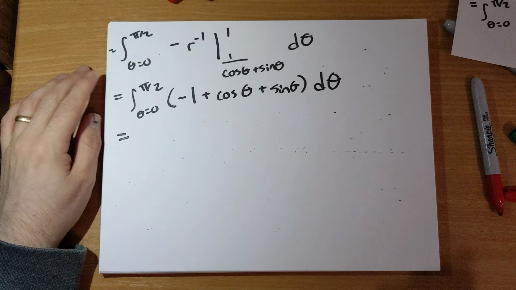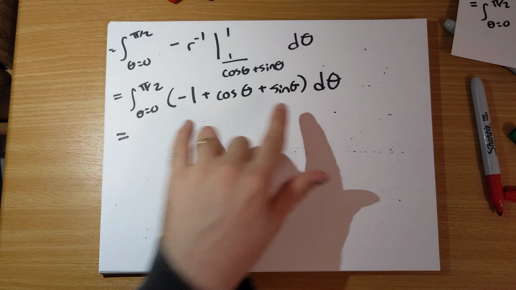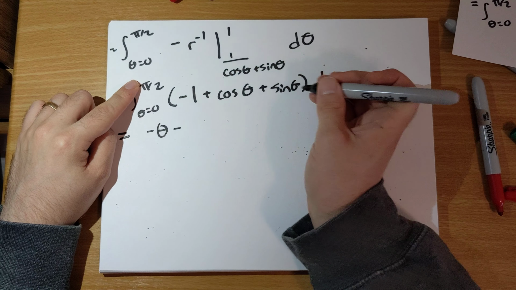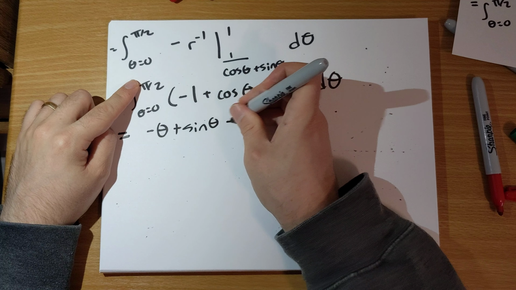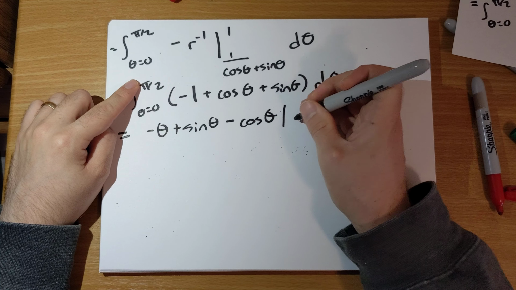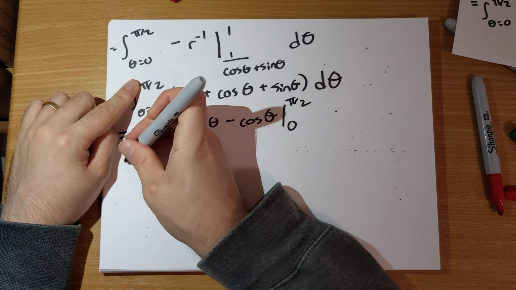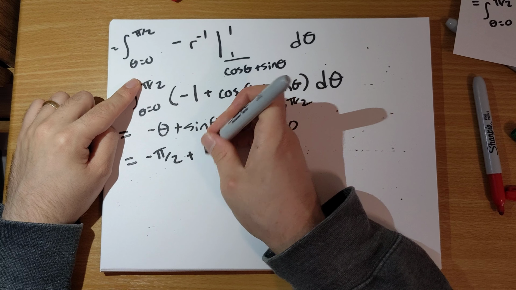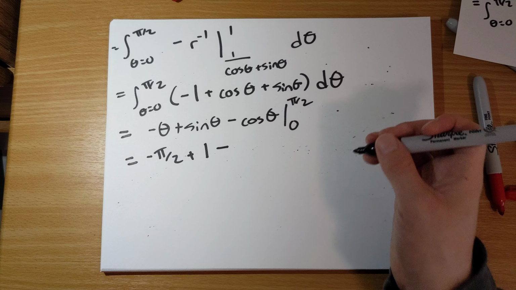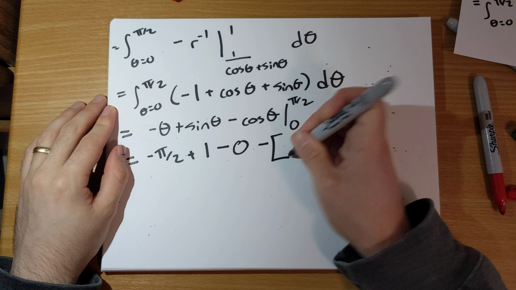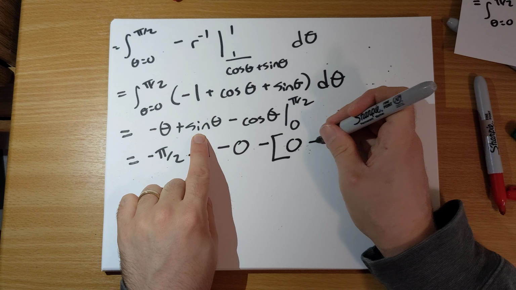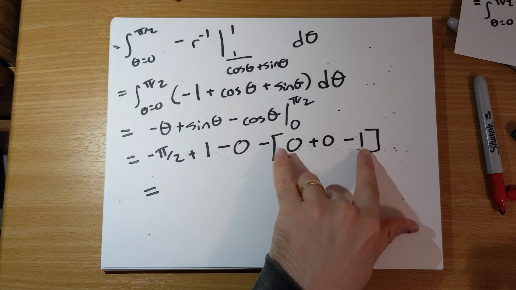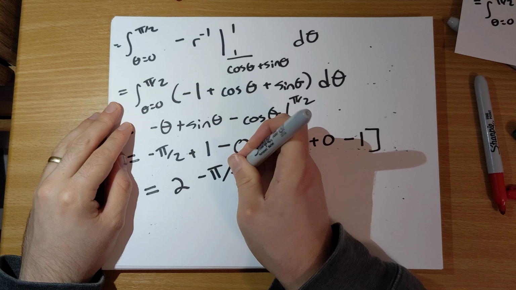Okay, now we just need to integrate this with respect to theta. Negative theta, let's see, plus sine theta minus cosine theta. Plug in from 0 to pi over 2. We end up with negative pi over 2 plus sine of pi over 2 is 1 minus cosine of pi over 2 is 0, minus 0 plus 0 minus 1. And we end up with 1 plus 1 is 2 minus pi over 2.